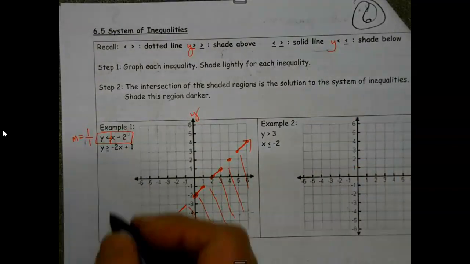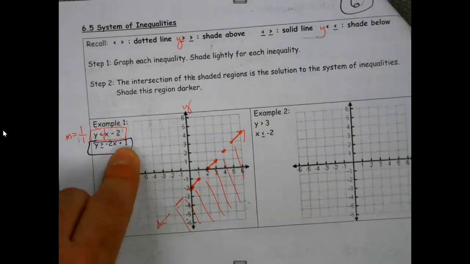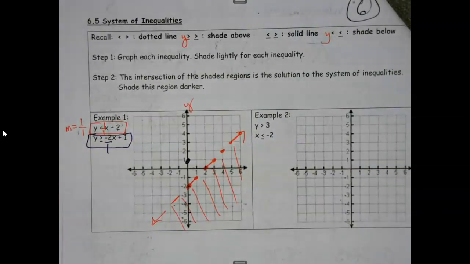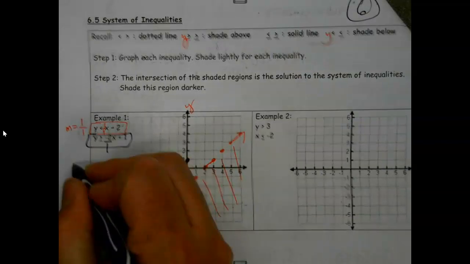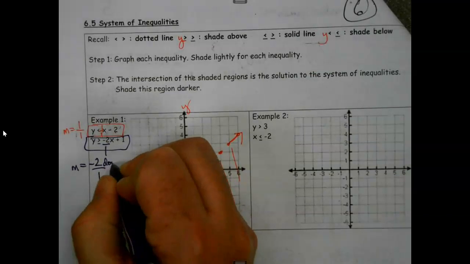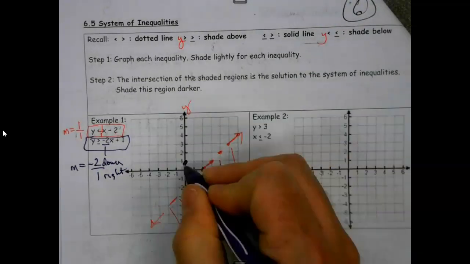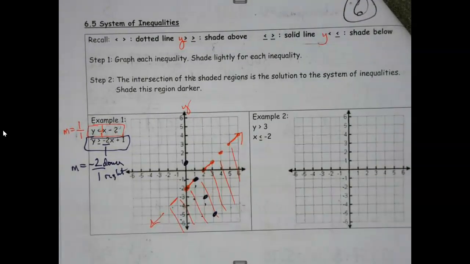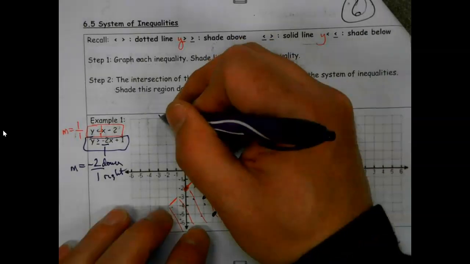My second inequality, there is my y-intercept. If my slope is not a fraction, I'm going to make it 1. So since my number on top is negative, that would be 2 down and 1 right. 2 down, 1. Again, we're not looking for the intersection point on these with the inequalities.